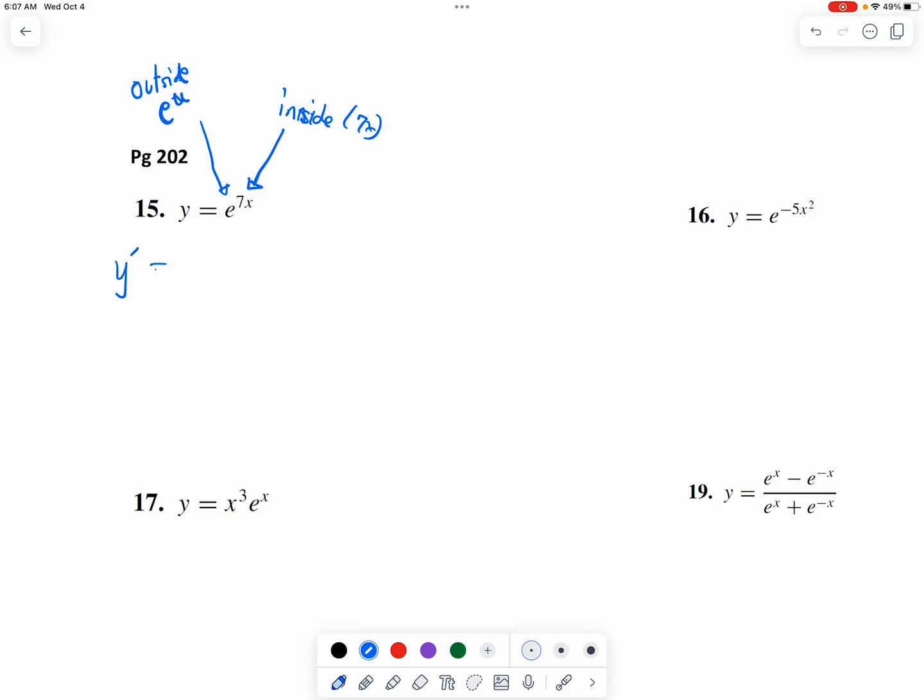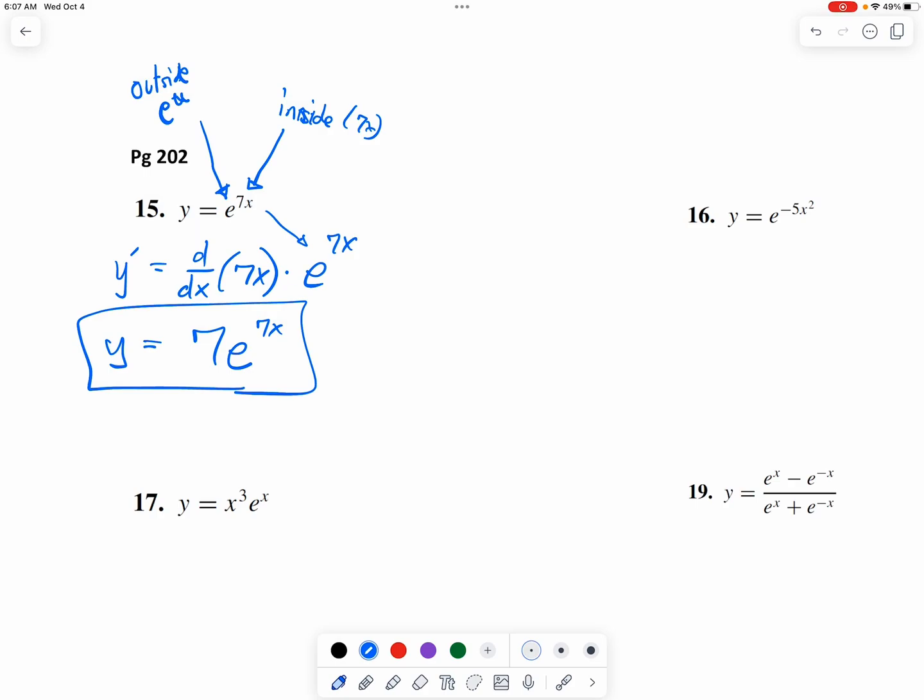So y prime is, by the chain rule, and I'm going to take it one step at a time here. I'm going to take the derivative of the inside, so d dx of 7x, times the derivative of the outside, leaving the inside all alone. But the derivative of e to anything is just e to that anything. That comes back to itself. I'll clean it up for step 2. The derivative of 7x, oh, whew, thank you, that's just 7. e to the 7x is our derivative.